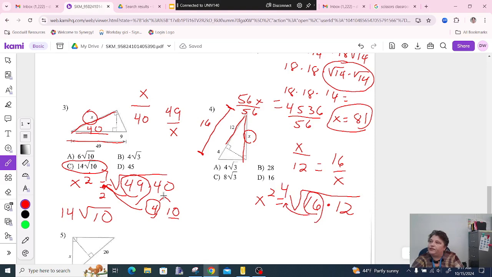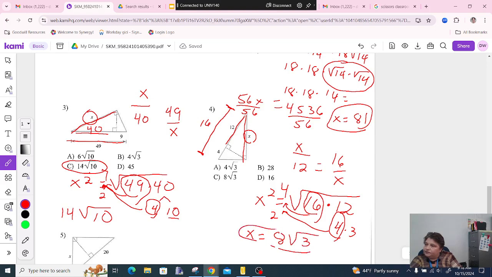Is there a perfect square in 12? 4 times 3. So when I pull this one out, what's the square root of 4? That's going to be 2 on the outside and 3 left. So 4 times 2 is 8, so x is going to equal 8, and the 3 is behind. Is that one of these? Yeah, it's letter C.